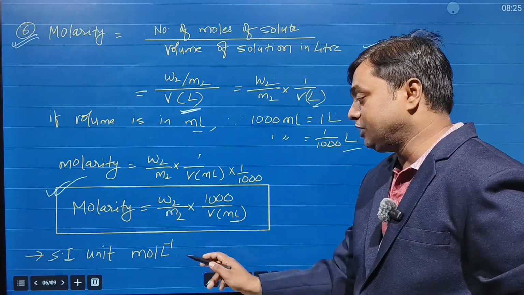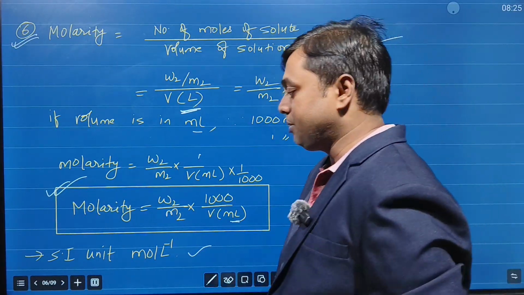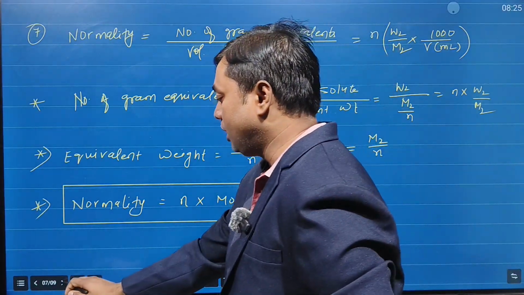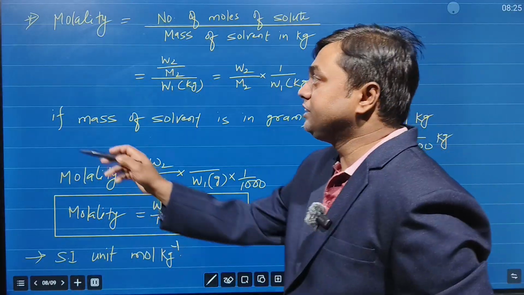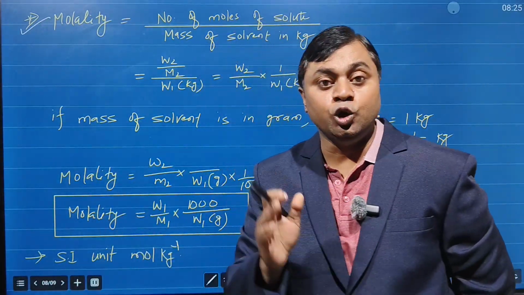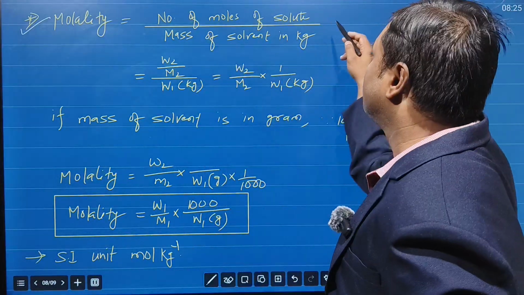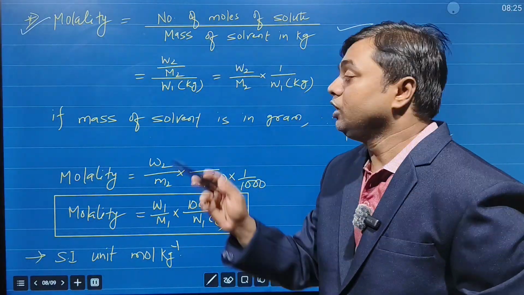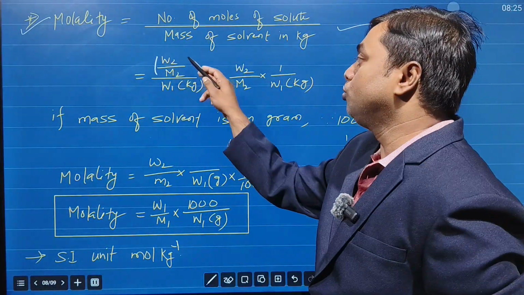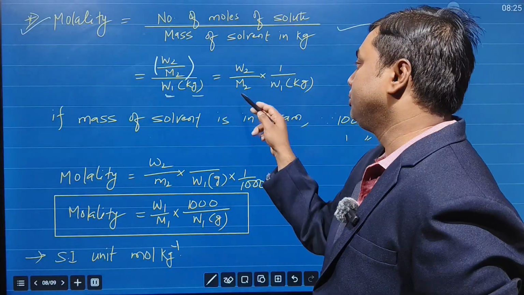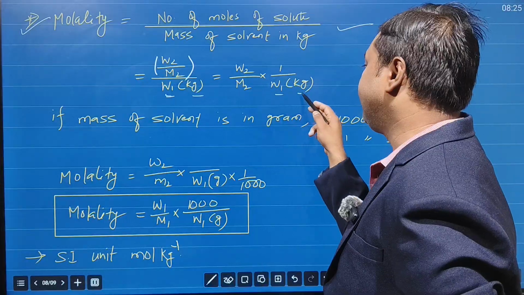What will be the SI unit? It is mole per liter. Am I clear? Next we talk about molality. Molality is nothing but the number of moles of solute by mass of solvent in kg. So W2 by M2, that is the number of moles of solute, by mass of solvent, which is W1 in kg. So W2 by M2 into 1 by W1 in kg.